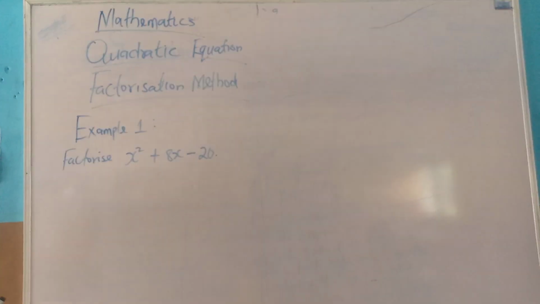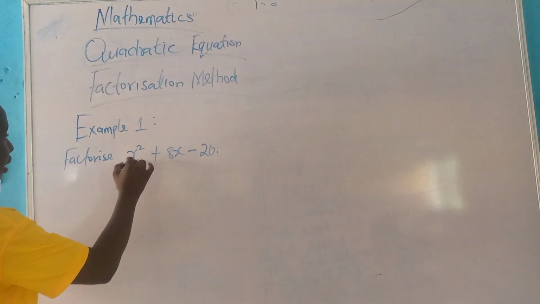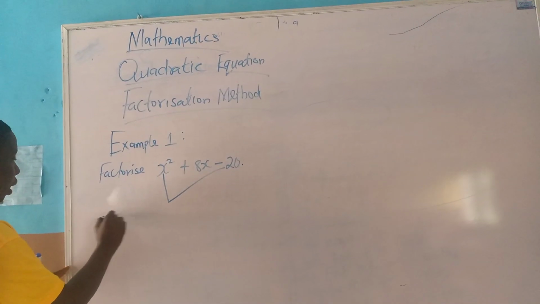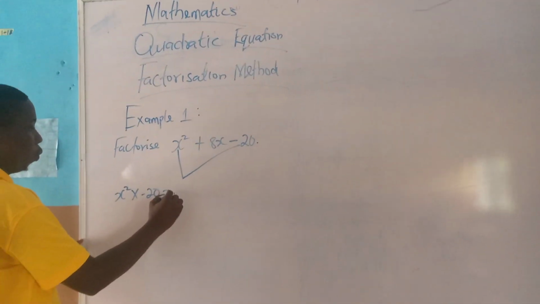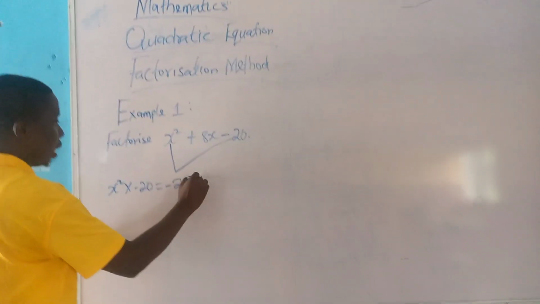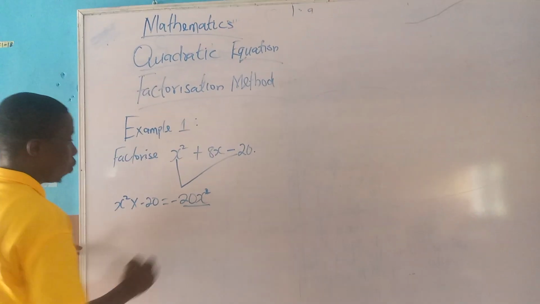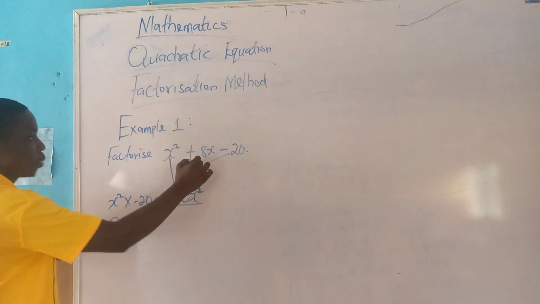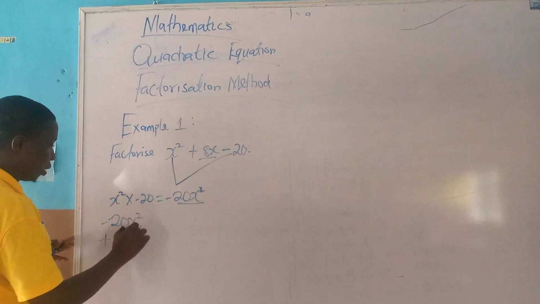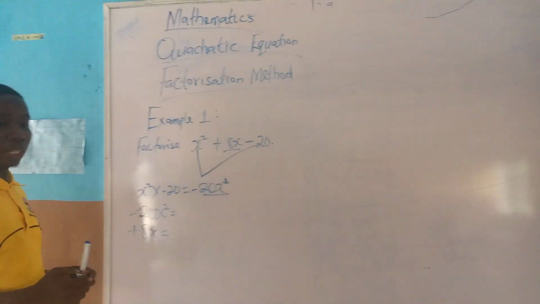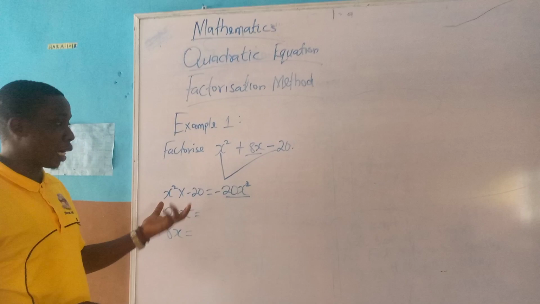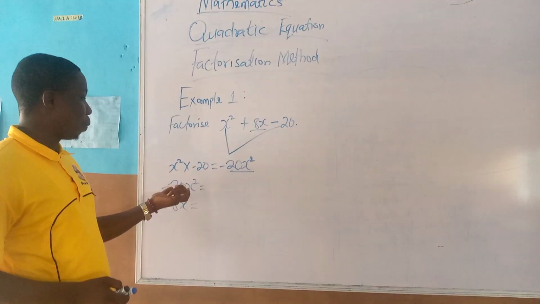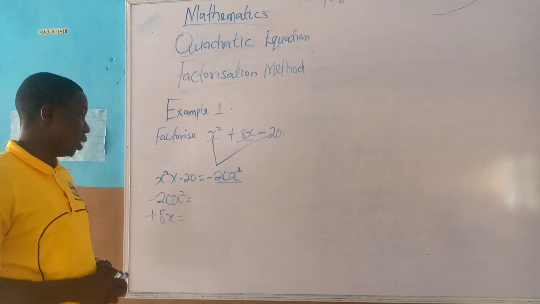The first step in factorization is to multiply the first term by the last term. So we have s squared times minus 20, which will give us minus 20 s squared. We take this as a point of consideration, and we take the middle term, plus 8s. We look for two factors that, when we add or subtract them, will give us positive 8s, and when we multiply them, will give us 20s squared.